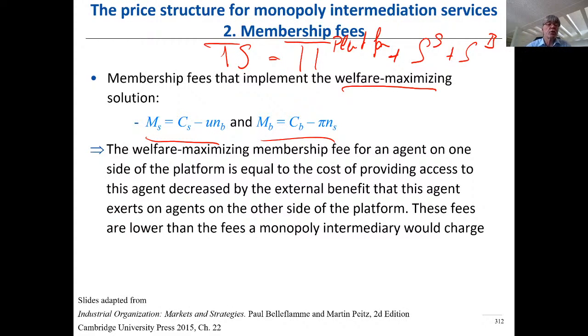Okay, of course we run seriously into trouble. Even if the platform doesn't have any fixed cost and only marginal cost, it will face losses. Okay, so somehow we would have then to subsidize this platform. Okay, that's pretty much what I told you. So these fees are lower than the fees a monopoly intermediary would charge.